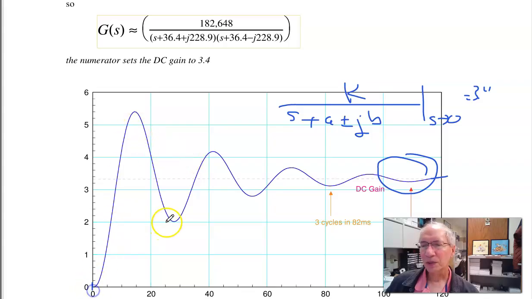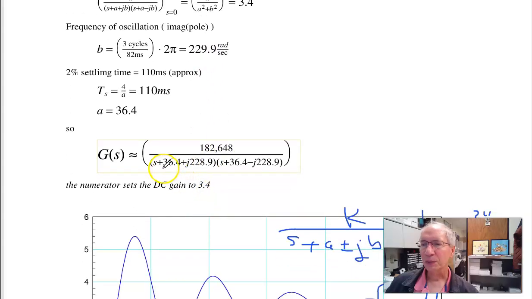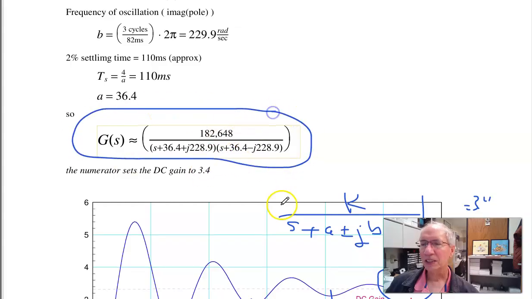Here's the minimum. There's 1 cycle, 2 cycles, 3 cycles in 82 milliseconds. So that's the frequency of oscillation in hertz. Converting it to radians per second, it's 229 radians per second. So that's where your pole is. The real part's 36, imaginary is 228, plus its complex conjugate. The numerator is a fudge factor, whatever it takes to make the DC gain 3.4. So that is roughly G of s.